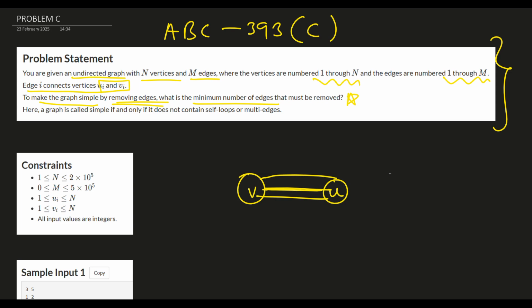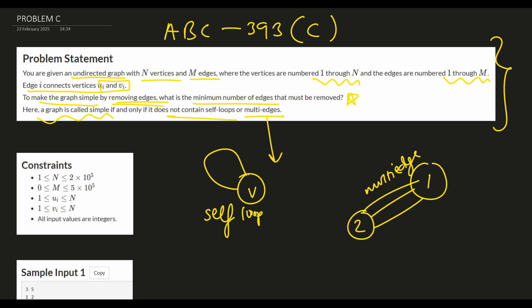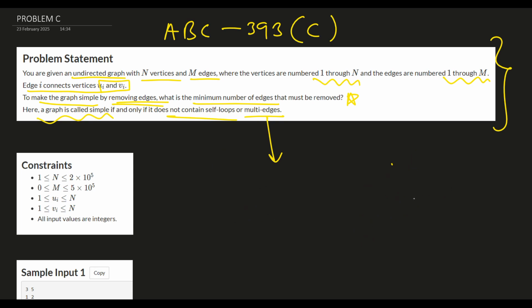A graph is called simple if it does not contain self loops or multi edges. Multi edges is what we call this type of scenario. Like, this is the first vertex, and this is the second vertex. If there are multiple edges between them, then it is called a multi-edge graph. And if a vertex contains a self loop, then that is a self loop. So there should not be any self loops and there should not be any multi edges. This is what we need to do.